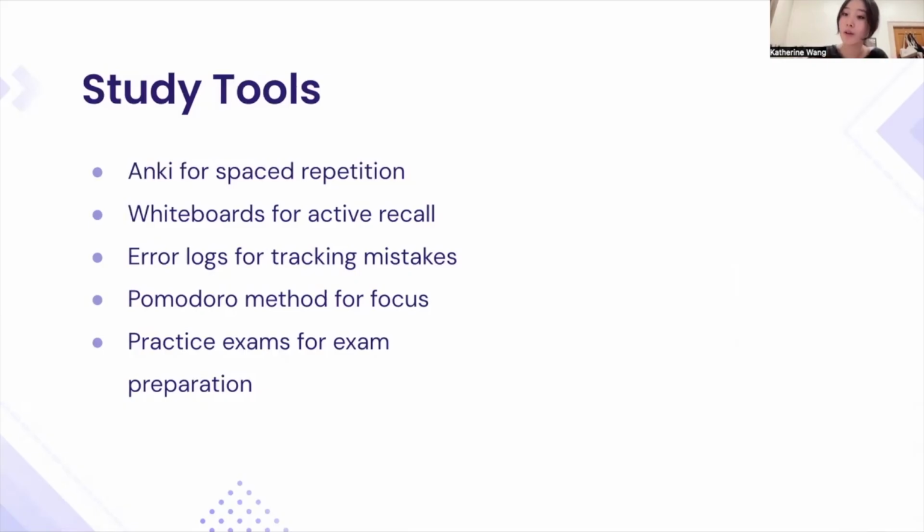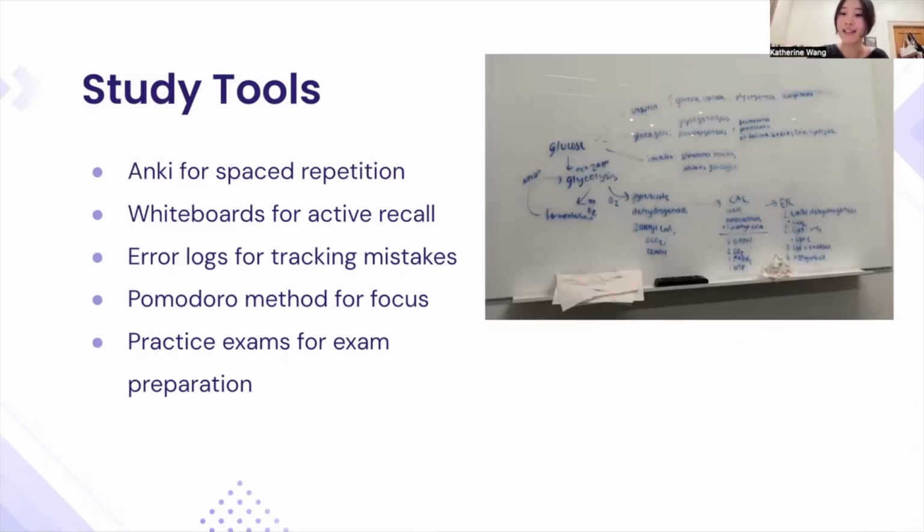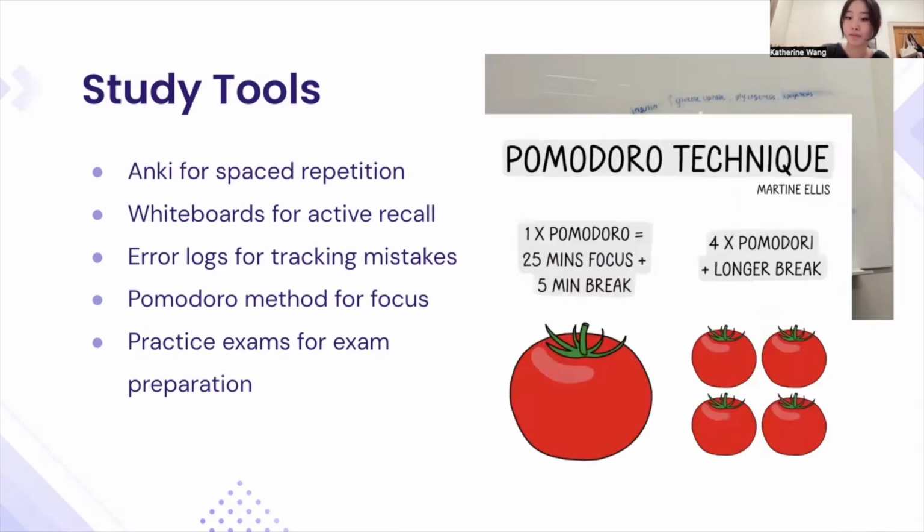I also mentioned whiteboards, so you can try to write these different reactions and processes down for active recall. Error logs for tracking mistakes, which I will go into in a bit, and trying out different methods for focus. For example, the Pomodoro method, which I will also explain in a couple slides, and definitely doing and redoing practice exams for exam prep. Yeah, this is an example of something that I would write down on the whiteboard when I'm studying for biology, writing down glucose, all the different processes associated with glucose, what they do, and what this molecule of glucose eventually does in the body.